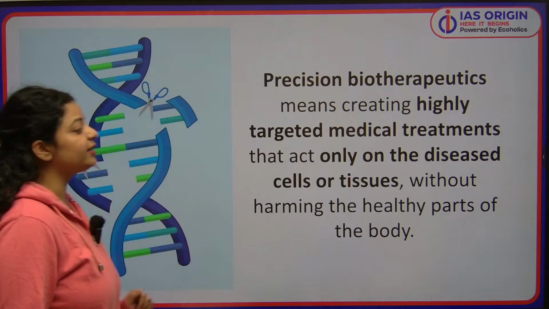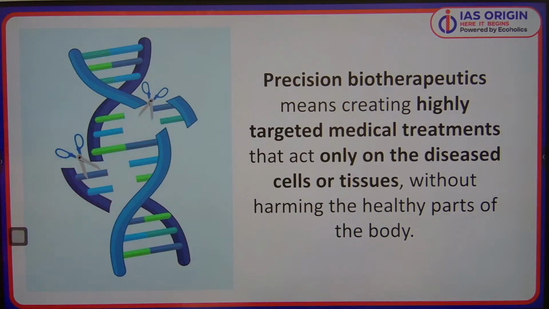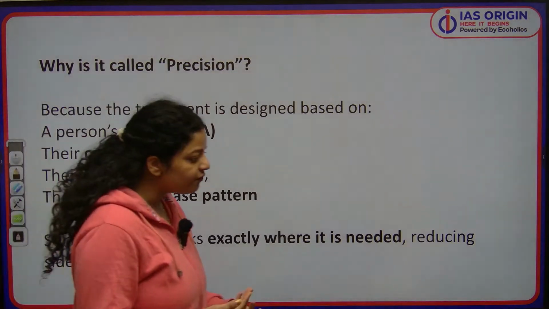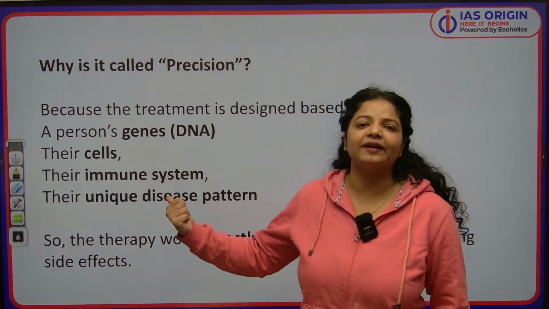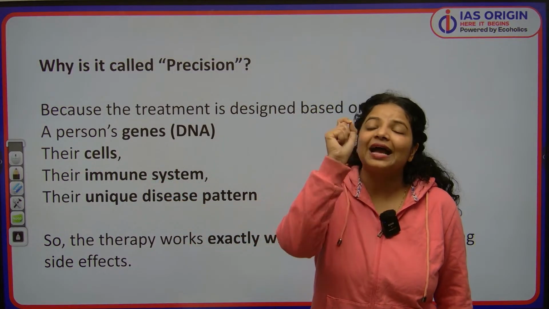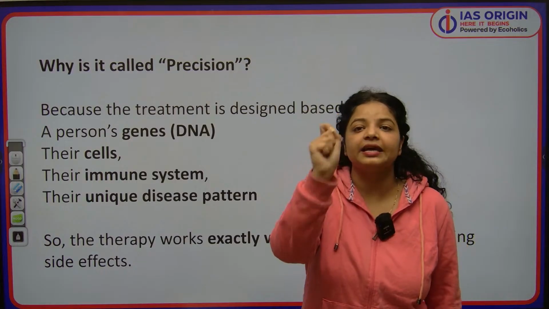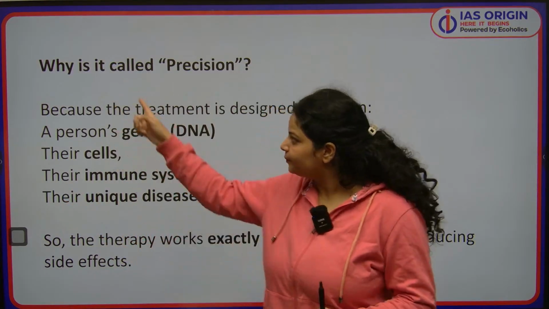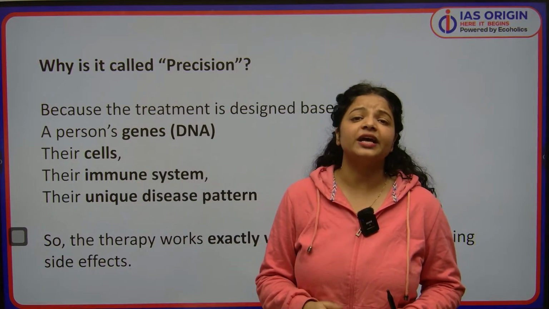So that's why this technology is very important. Precision biotherapeutics means creating highly targeted medical treatments that act only on the disease cells or tissues without harming the healthy parts of the body. Now, why is it called precision? Obviously, as we saw in the diagram, it exactly targets the affected area rather than disturbing the other things. So that's why it is known as precision.